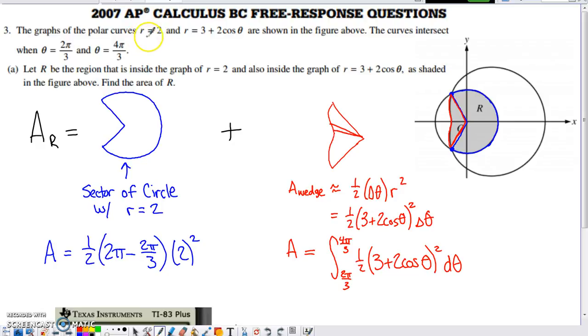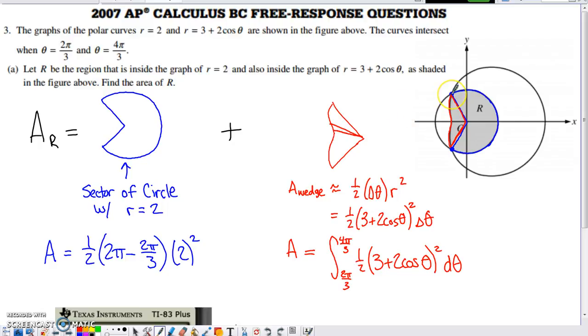They gave us the polar curve r equals 2. So that's this polar curve where the radius is constant, so we end up with a circle of radius 2. And then we also have r equals 3 plus 2 cosine of theta, which traces out the limaçon that you see here. We're told where the intersection points are, so that's kind of nice.